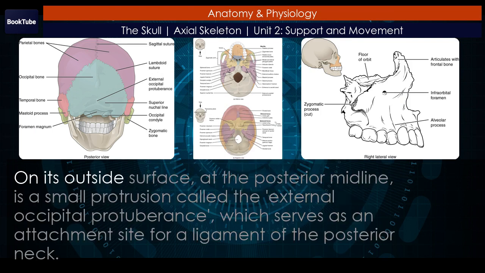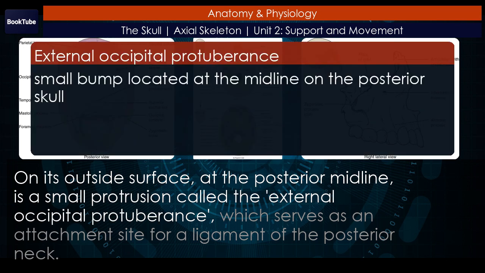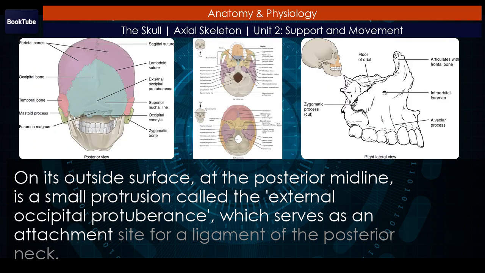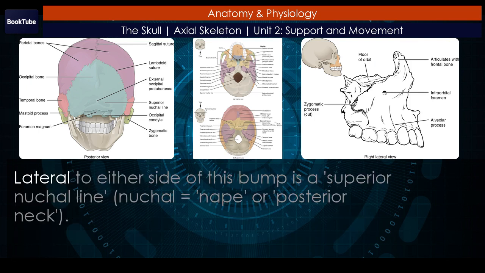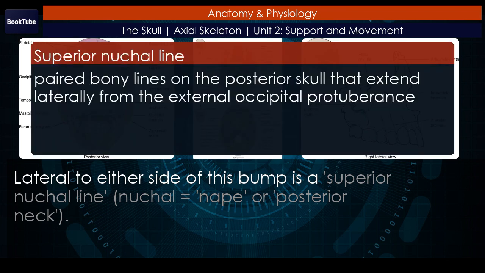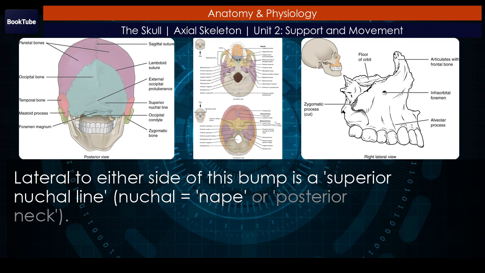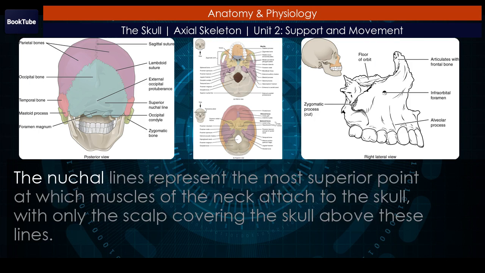On its outside surface, at the posterior midline, is a small protrusion called the external occipital protuberance, which serves as an attachment site for a ligament of the posterior neck. Lateral to either side of this bump is a superior nuchal line. Nuchal equals nape, or posterior neck. The nuchal lines represent the most superior point at which muscles of the neck attach to the skull, with only the scalp covering the skull above these lines.